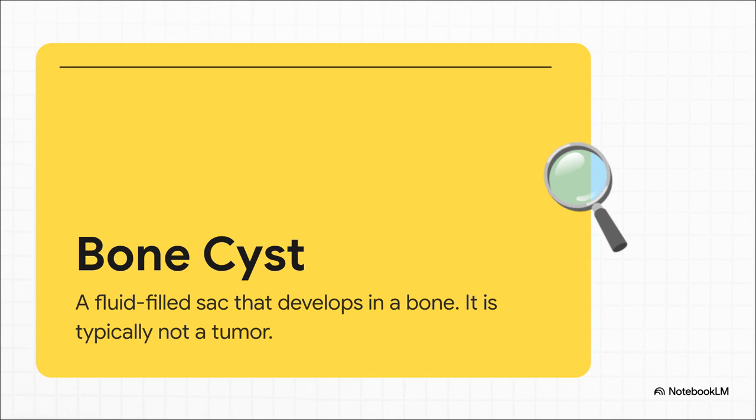So, what is this shadow we're talking about? Well, a bone cyst is basically just what it sounds like, a fluid-filled sac inside a bone. Now, the key word on this slide, and it's a really important one, is typically. This tells us that these are almost always benign, which means non-cancerous. But it's not a 100% guarantee, and that's exactly why getting the diagnosis right is so critical.